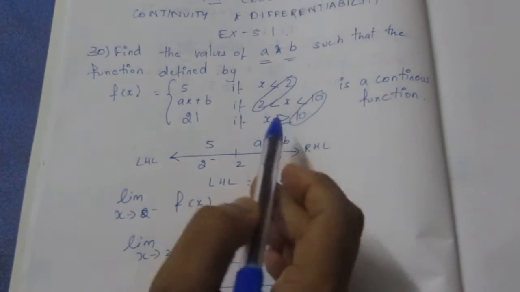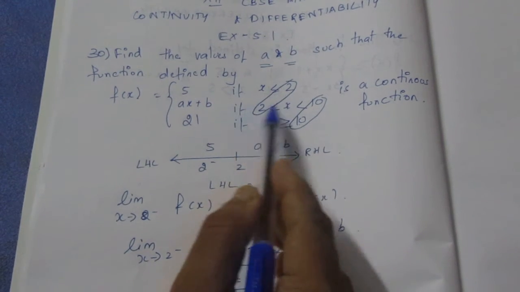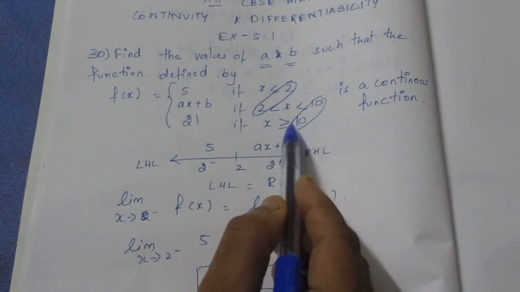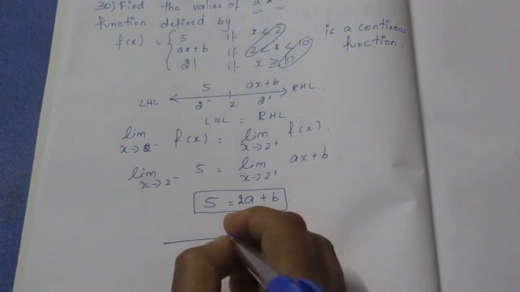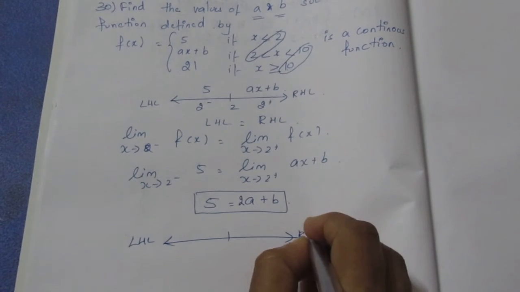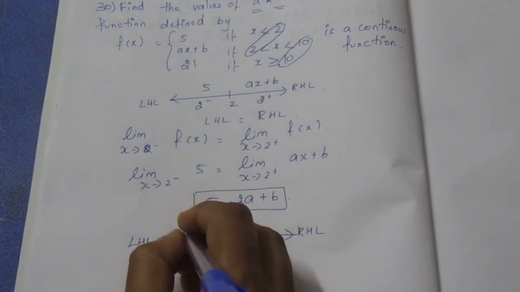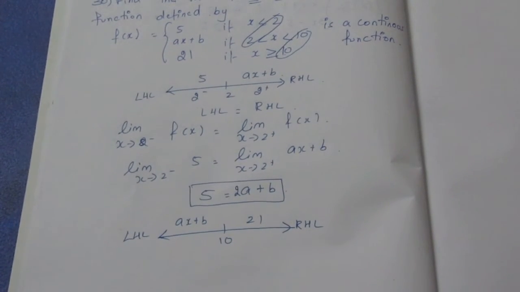Now we are going to take the x value to be 10. So your left hand side, that is less than 10, will be ax plus b. On the right hand side, that is greater than 10, will be 21. Now let me draw the number line. This will be my left hand limit, this will be my right hand limit. Less than 10 means it is ax plus b. Greater than 10 means it is 21.